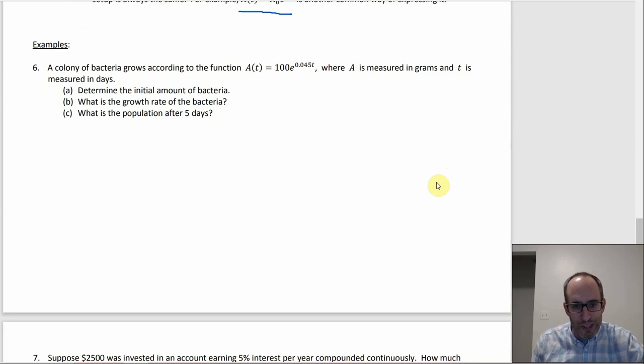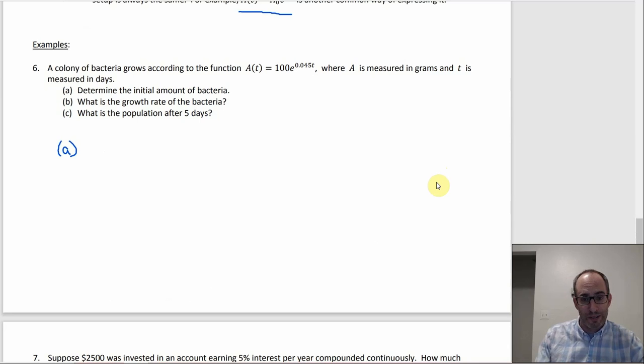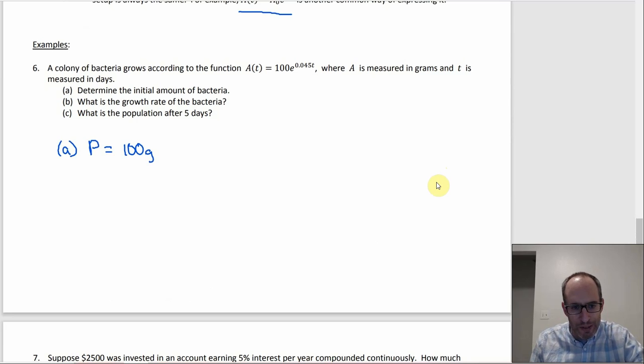All right, so first, the initial amount. Where is that in the function? Well, that's the thing that's out front, in front of the e. Basically, it looks like a constant multiplier. So here, P, the initial amount, looks like it's 100 grams.